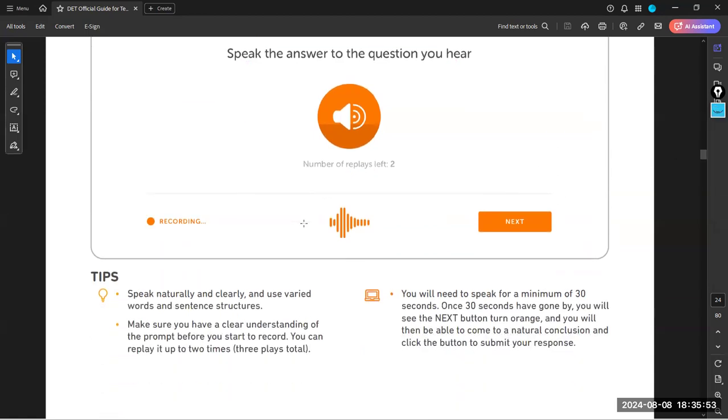Okay, now let me show you the tips and the key points that I don't have to forget to be able to speak this question correctly. Now, I have to speak naturally. I have to speak clearly. So please don't speak too slow and don't speak too fast. You have to speak naturally, and you have to speak clearly.